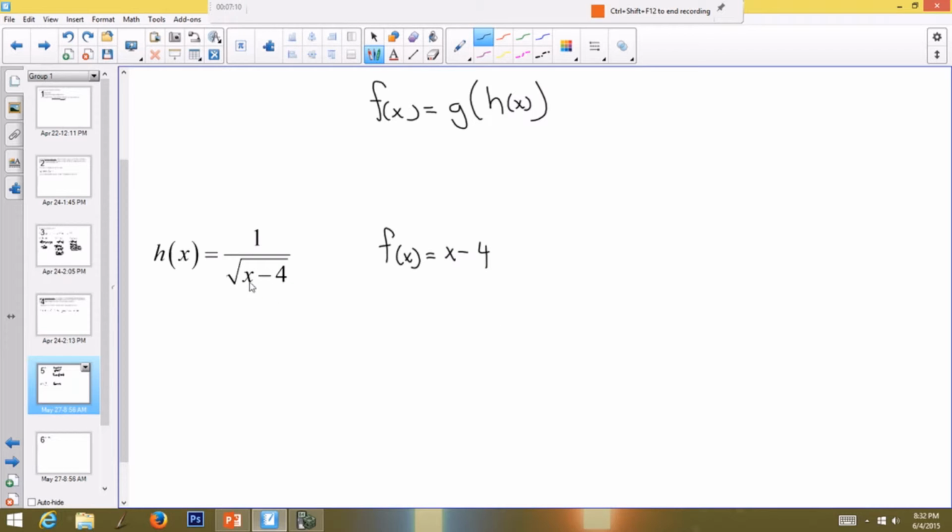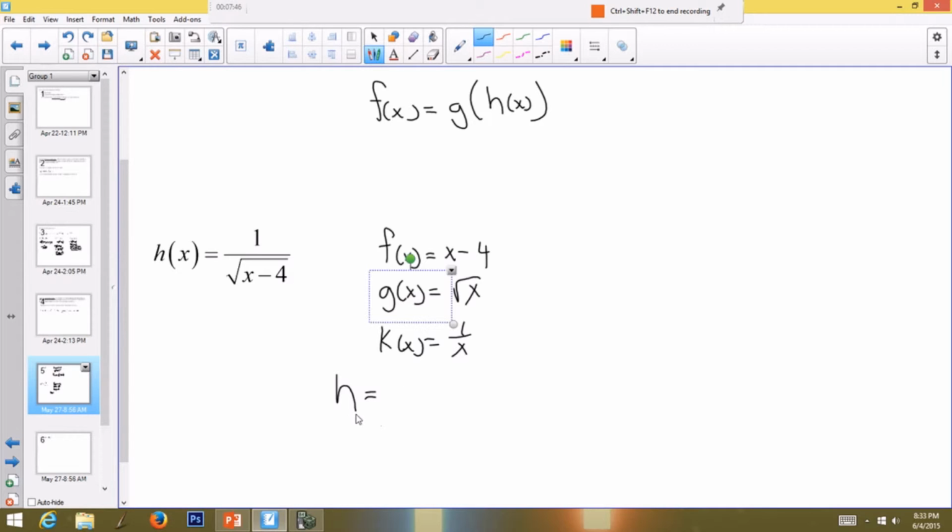Then what would I do? After I subtracted 4 from x, I would take the square root of that. So that's going to be my next function, my g of x. And so that function is just going to be the square root of x. Then what would I do? Well, I'd go 1 divided by whatever that result is. So, since I already used h, we'll use k of x is going to be 1 over x. So this is my set of decomposed functions.